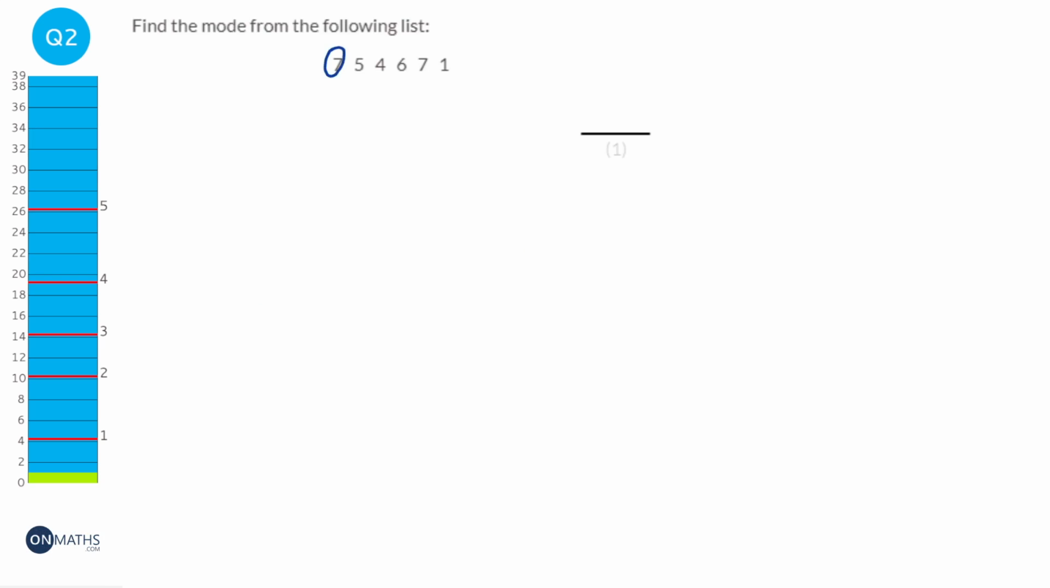Mode means most common or most frequent, and looking at this list of numbers, the number that comes up the most is this 7. All the other numbers just come up once, a 7 comes up twice.